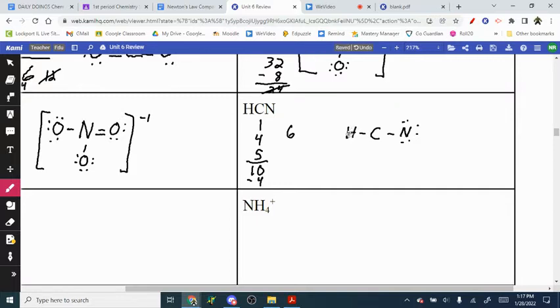Hydrogen's happy because hydrogen only needs 2. It is an exception. Nitrogen's happy. Carbon is not happy. It only has 4. So we are going to take this lone pair and this lone pair and put them there and do a triple bond and erase them from here. And now we're good. Carbon's now happy. It has 2, 4, 6, 8 valence electrons around it.